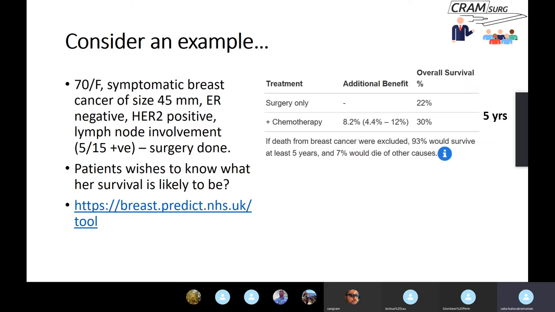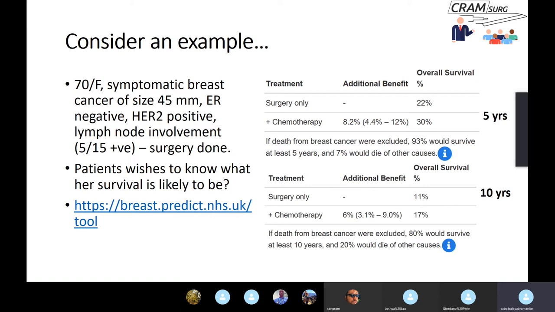This is the data I got for this patient. You see the table on the top right. The overall survival is presented for the surgery only group, so if this patient had just had surgery, then they predict that the overall survival will be 22%. If this patient had chemotherapy as well, we're not going into the specifics of what chemotherapy, then the survival will go up to 30%. This is overall 5-year survival. The website also gives you data for 10-year survival.